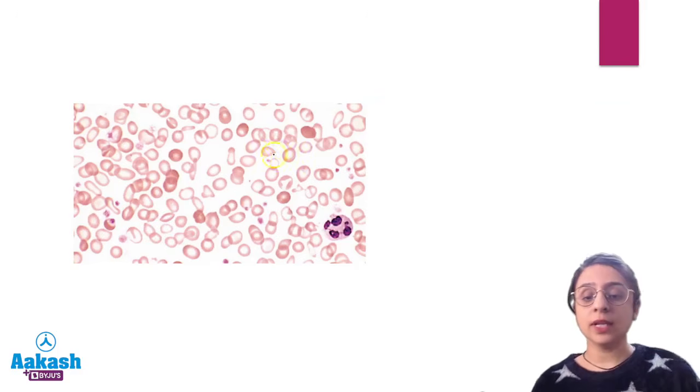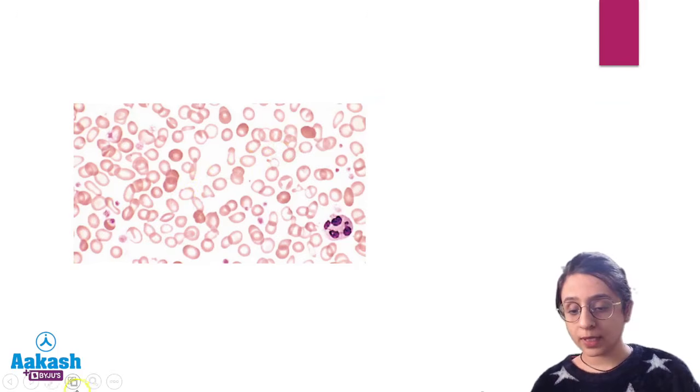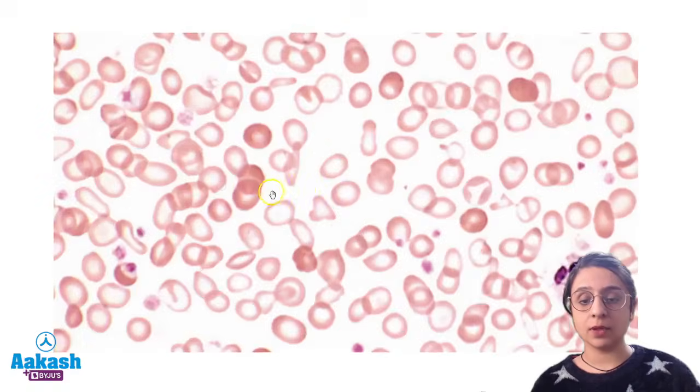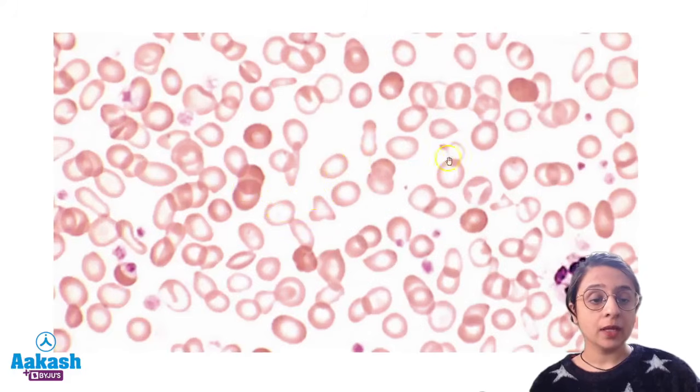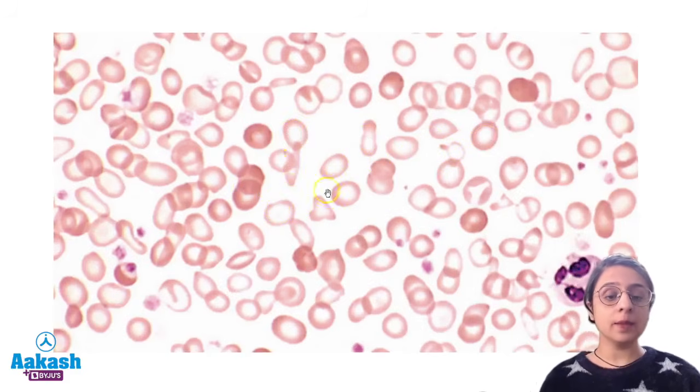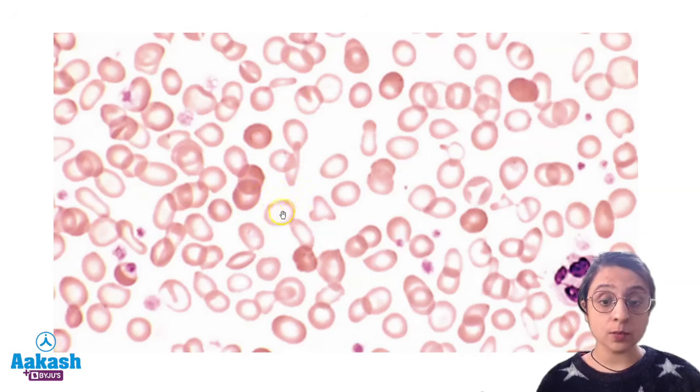Now moving on to the next, let's have a look at the microscopic examination. Very important. Let's have a look. So you can see here, this is the image from your Robbins where severe hypochromia is seen. Normally the central pallor is only 1/3 of the total diameter, whereas here you can see it is more than half. So when the central pallor becomes more than half, it is called hypochromia.